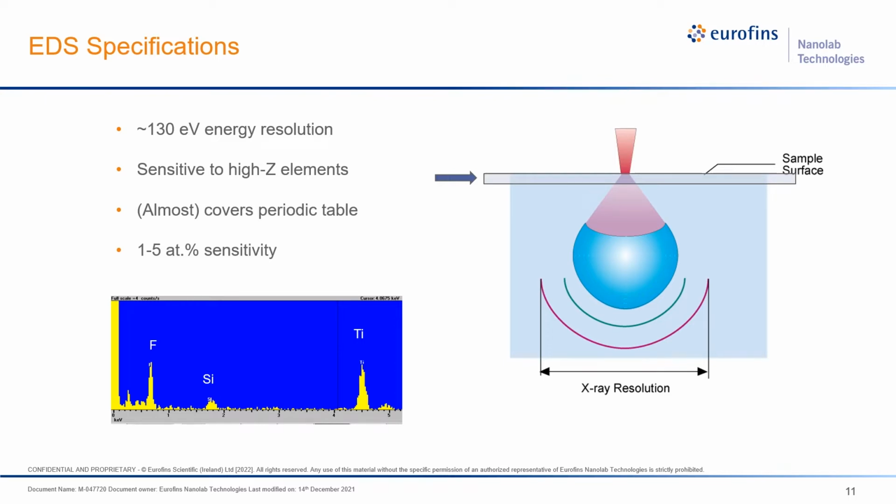So this is especially useful if you want to analyze something with an unknown composition. So you have no idea what your material is, and you want to have a brief understanding of the elements, then you want to start with EDS. The chemical sensitivity of EDS is around 1 to 5 atomic percent. The exact number here also depends on what kind of element you're looking at.